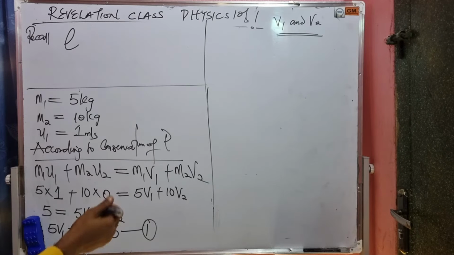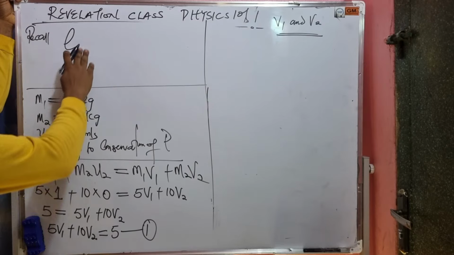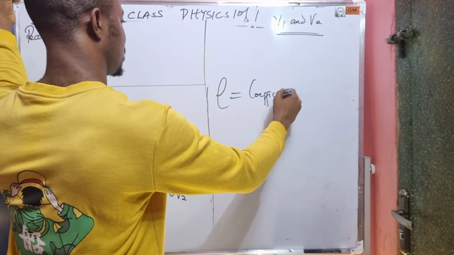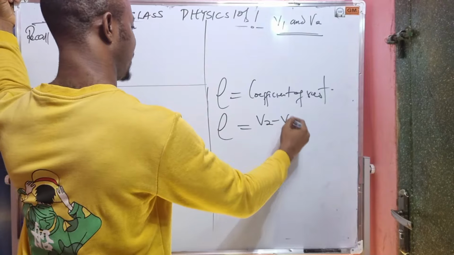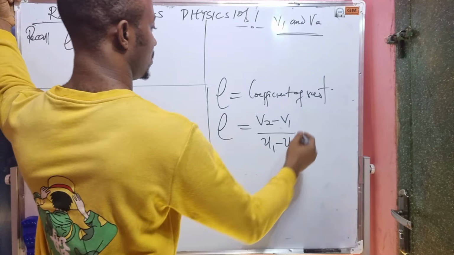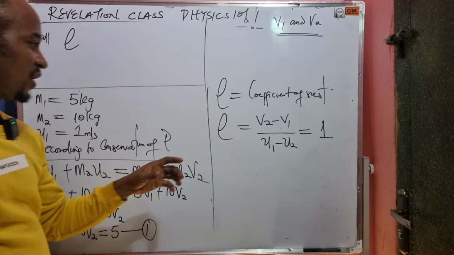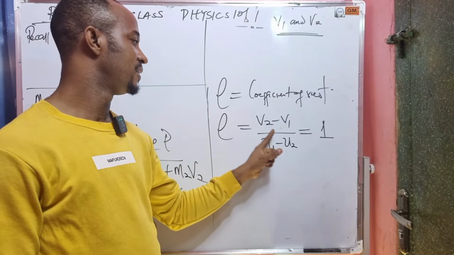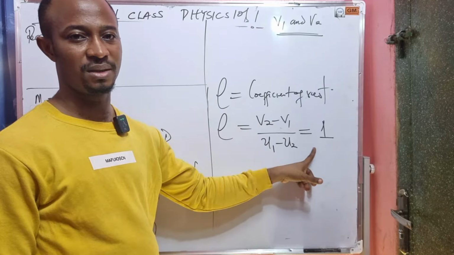We talked about how, when it comes to elastic collision, the value of E represents the coefficient of restitution. I will say that the value of E is simply V2 minus V1 over U1 minus U2, which equals 1 for elastic collision. I repeat again: velocity of separation over velocity of approach must be equal to 1. Meaning V2 minus V1 divided by U1 minus U2 must equal 1 under elastic collision.